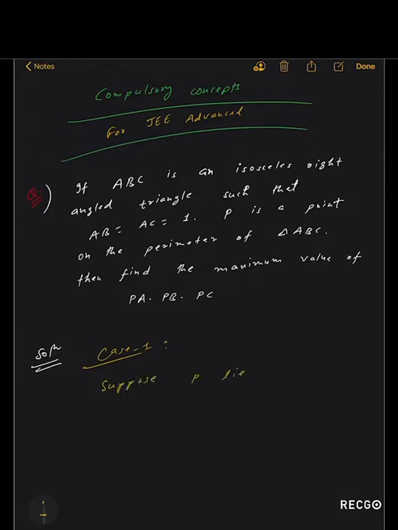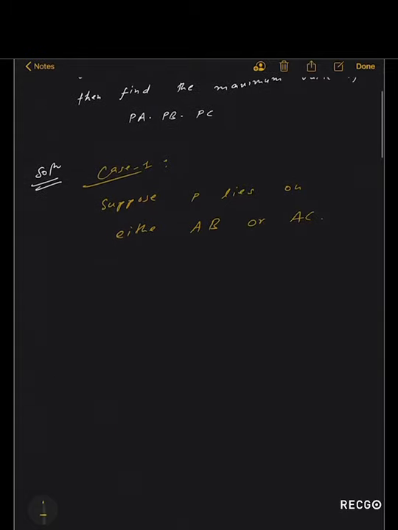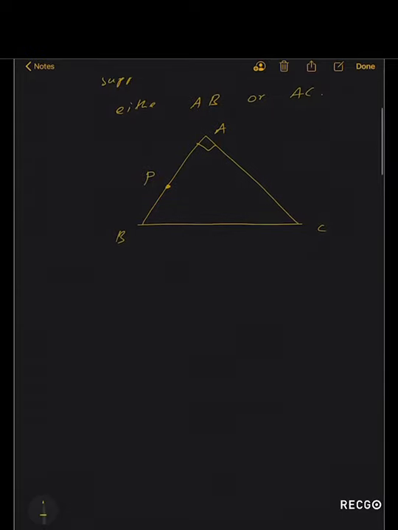So let us suppose that in case 1, the point P lies either on the side AB or on the side AC. Let's first draw the diagram. Suppose this is triangle ABC and this is the right angle. Now let us suppose that the point P is lying on AB.